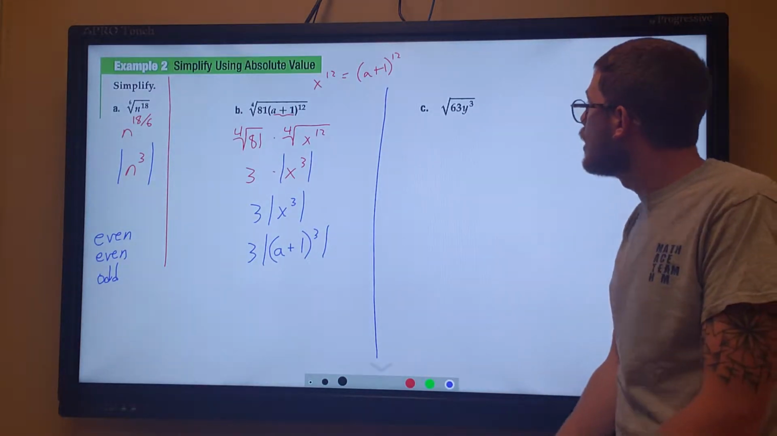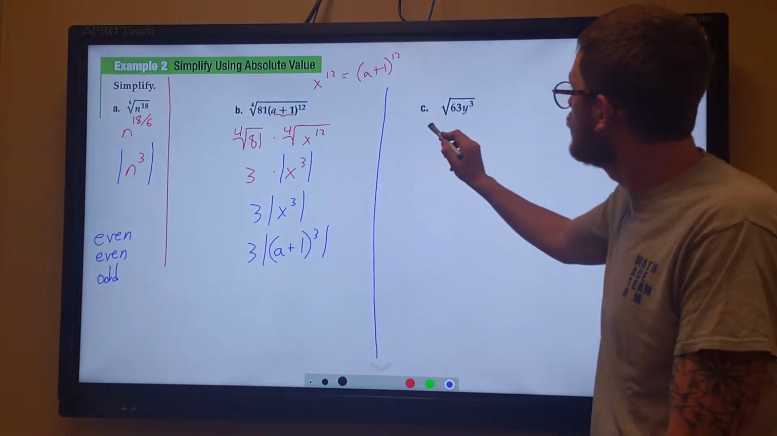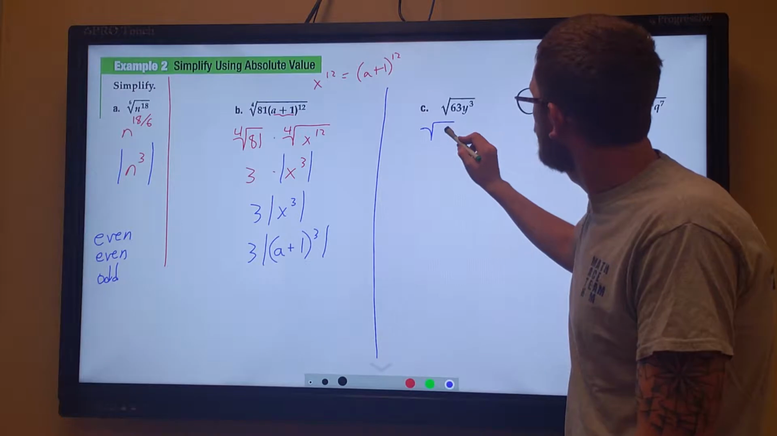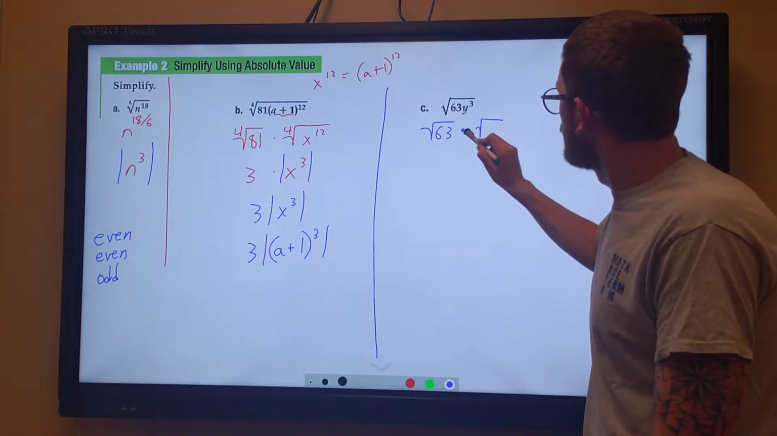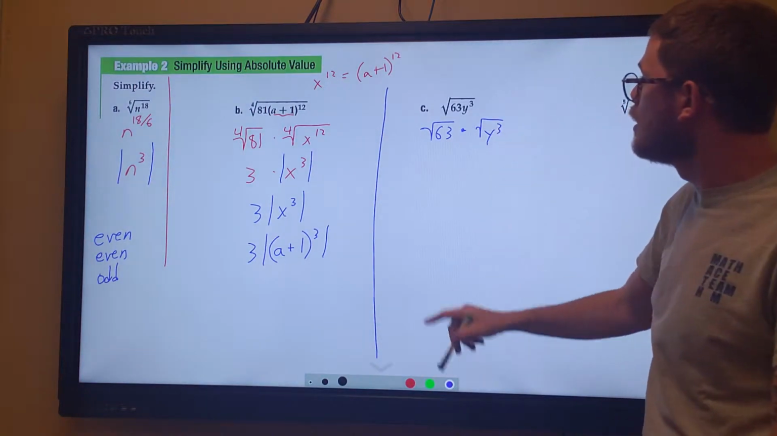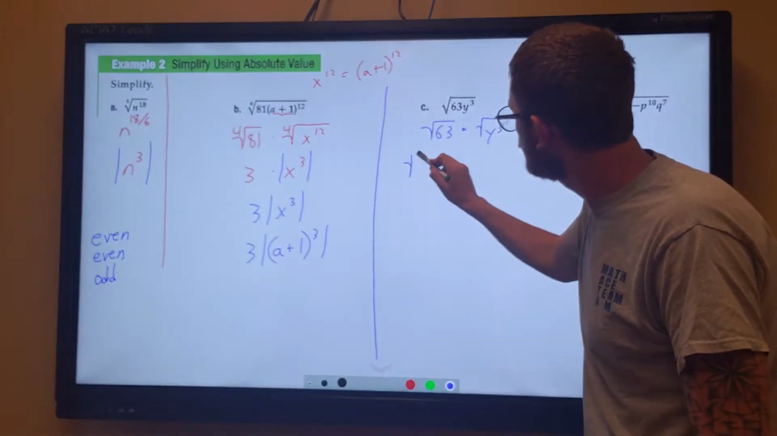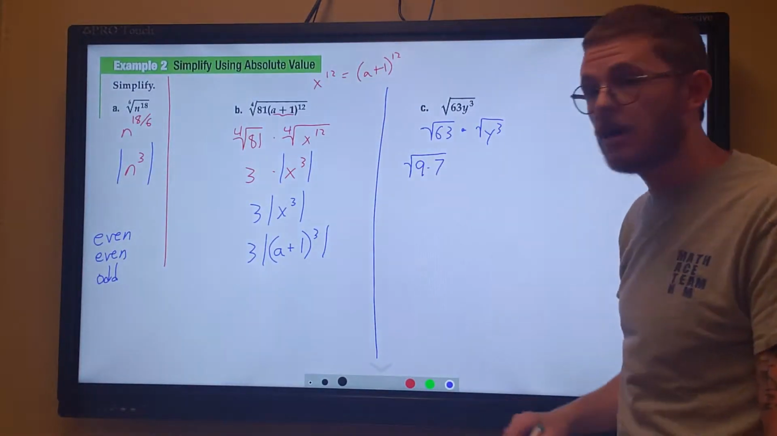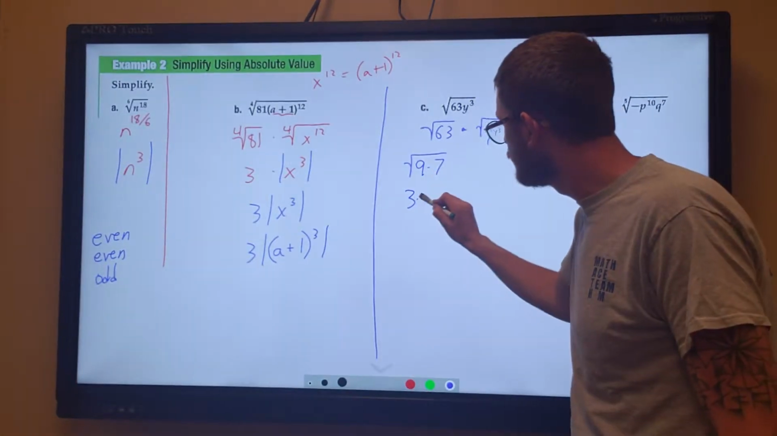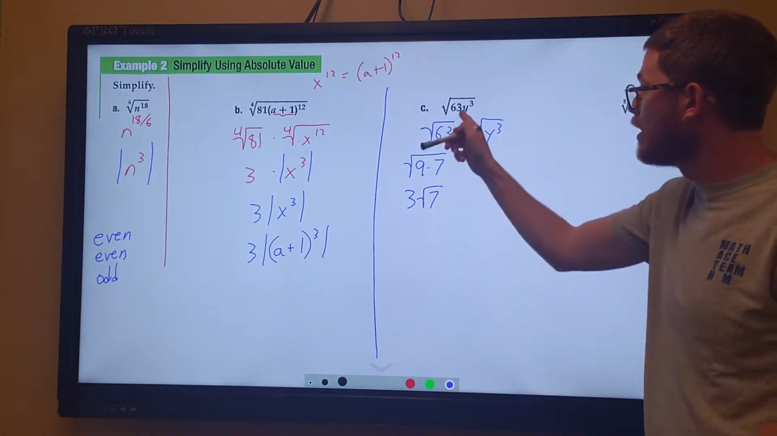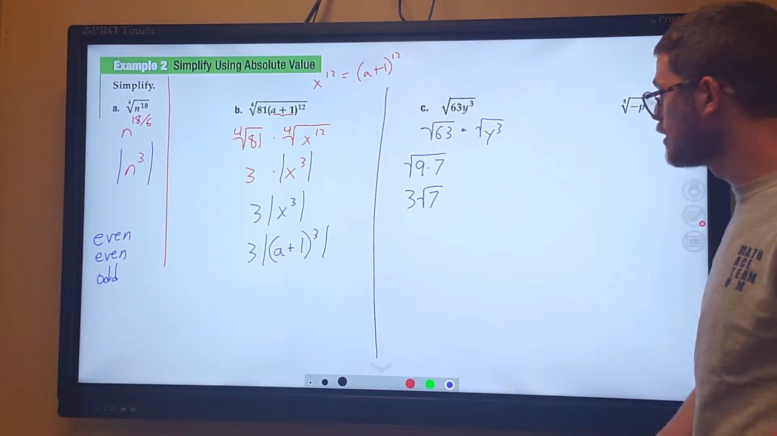Right here we have the square root of 63y cubed. So I'm going to simplify this. I'm going to break this down, so we have two separate things to look at. The square root of 63. 63 is 9 times 7, and I know the square root of 9 is 3. So I dealt with the square root of 63.